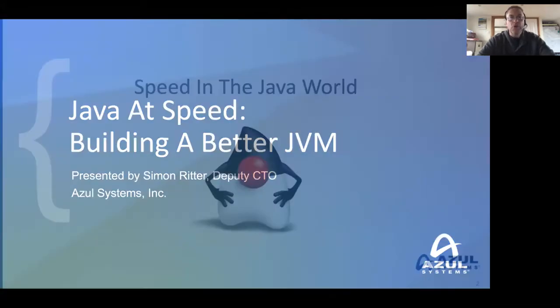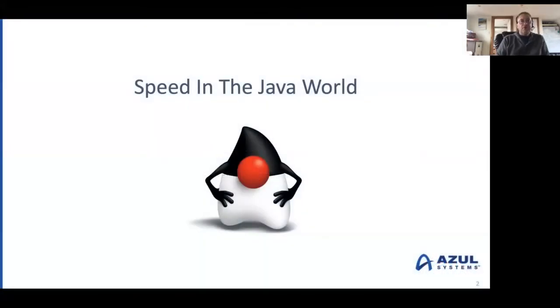Okay, so what do we mean by speed in the Java world? What I'm going to talk about here is how we can improve the speed of the JVM itself, and not necessarily your application code. So I'm not talking about how you can reprogram your application to get faster performance. It's about how we can deliver better performance without you having to change anything, which is the ideal kind of thing.